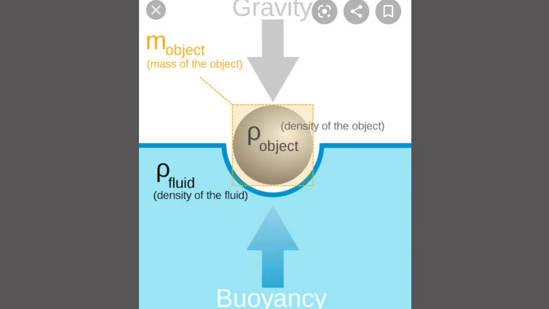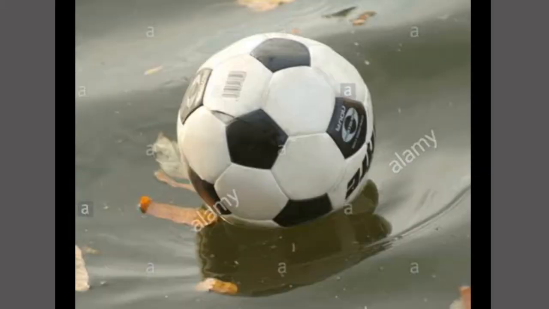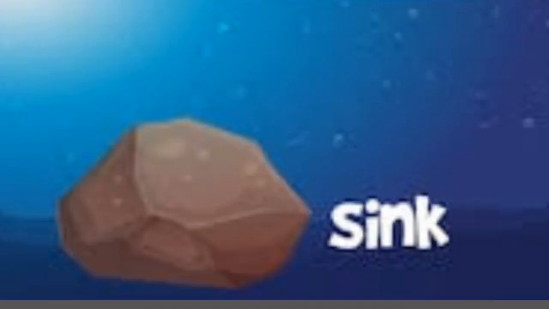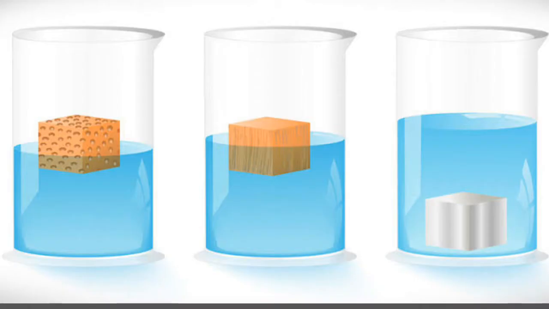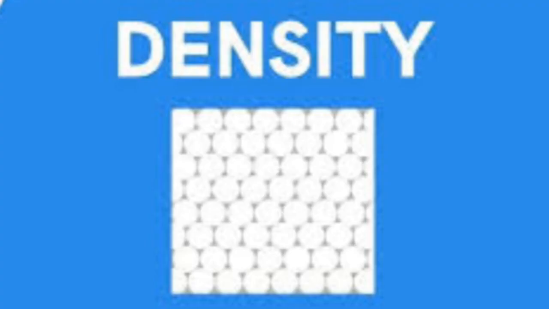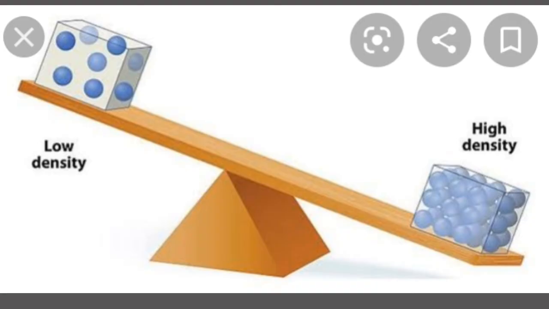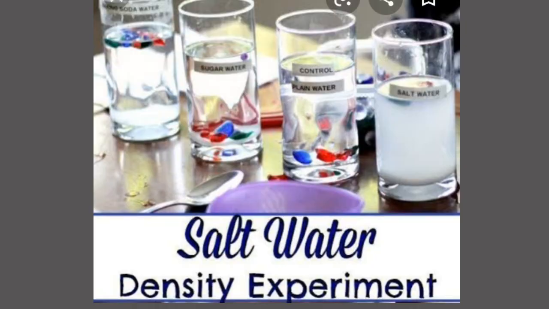In this case, the density of the football is less, while the density of the stone is more. In case of the stone, gravitational pull is more, and so the stone sinks in the water. Student, what do you understand by density? It is a physical property of matter, like how much space an object occupies, its compactness, and weight.